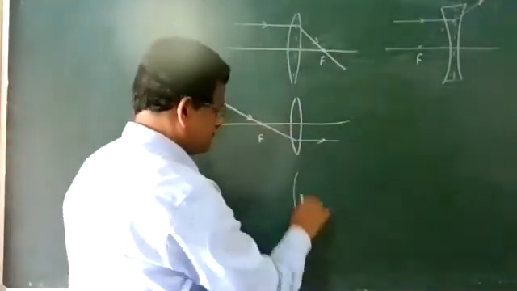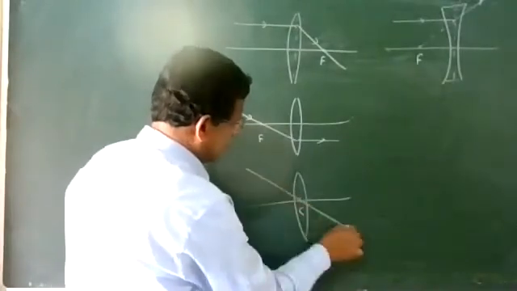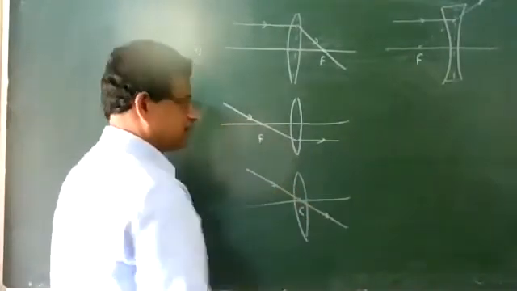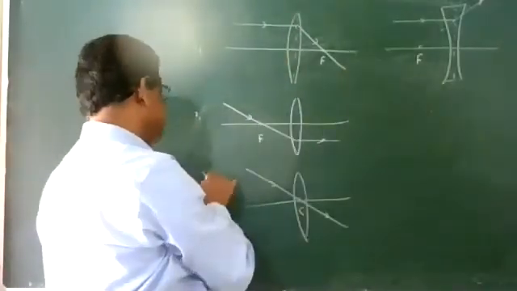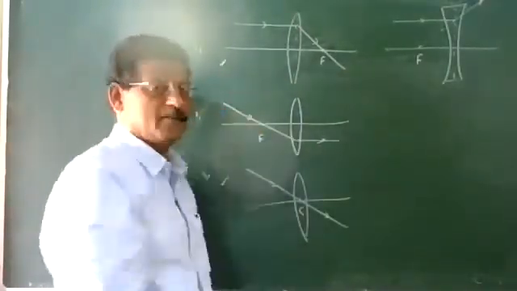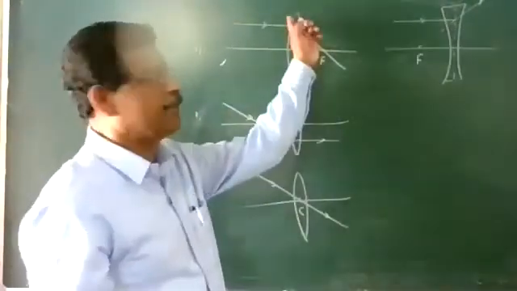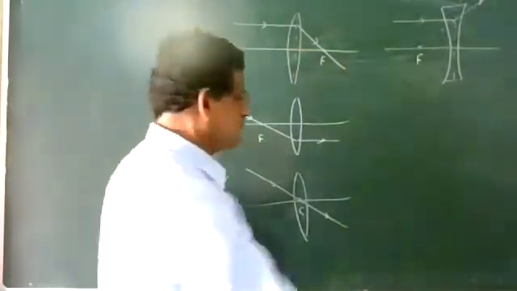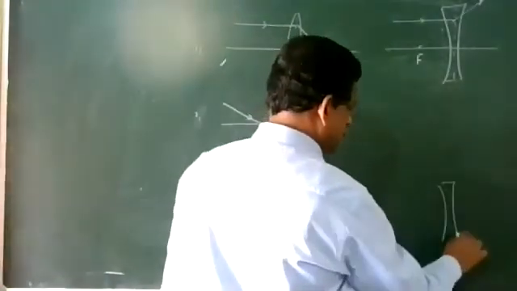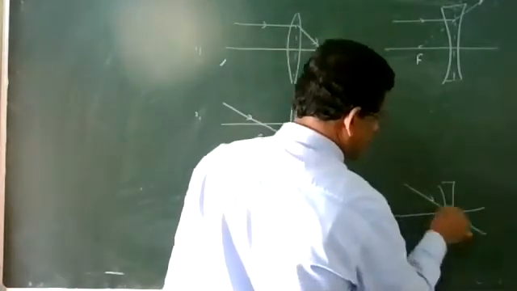Another ray passing through the optic center goes without any deviation. They usually consider one angle. A ray passing through the optic center goes without deviation. We always consider this, and the ray parallel to the principal axis which after refraction passes through the focus. This is the same for the concave lens also. A ray passing through the optic center goes without any deviation.